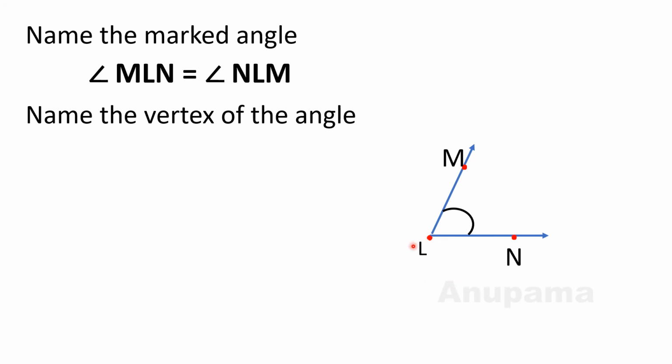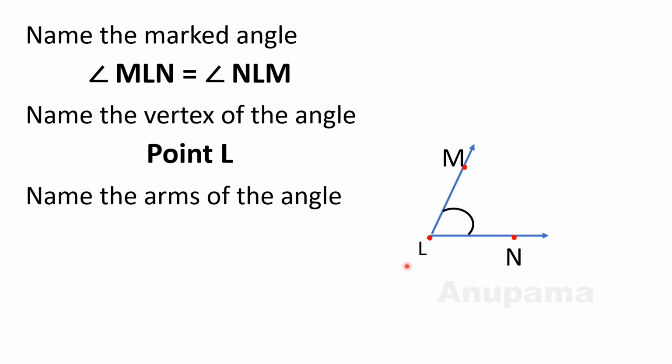Yes, the vertex is where two rays meet each other and that common point is the vertex. So the vertex is point L. Then name the arms of the angle. Arms are LM and LN. Both are rays. That's why we will put the sign of ray also. Ray LM and ray LN.